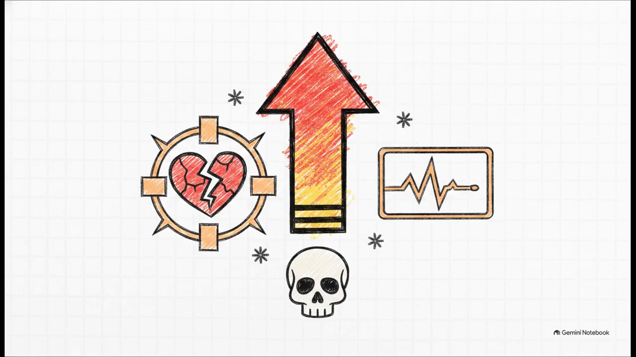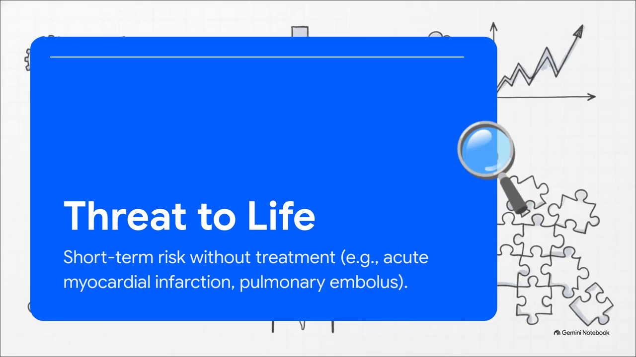If those core concepts aren't clearly supported in the provider's notes, well, we simply cannot ethically code the encounter at a high level. Just to ensure we're completely crystal clear, let's look at how the guidelines define a threat to life or bodily function. It is an illness or injury carrying a short-term risk without treatment. The source document gives us some heavy-hitting clinical examples to look for.